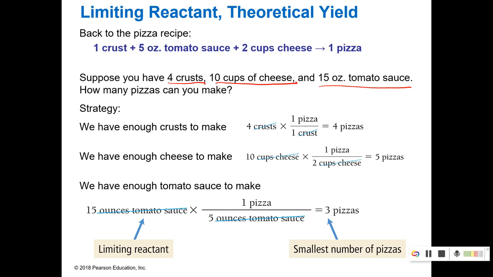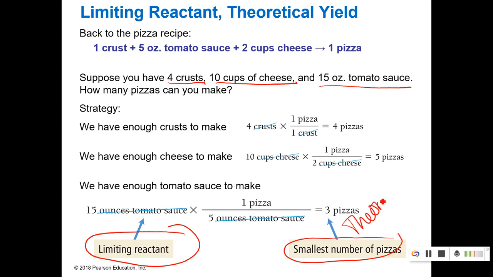So I can make 4 pizzas from the crust, 5 from the cups of cheese, and 3 from the tomato sauce. So what limits the amount I can make is the tomato sauce. So that is my limiting reactant. Okay. And the smallest number is going to be the theoretical yield, because that's how much I can theoretically make.